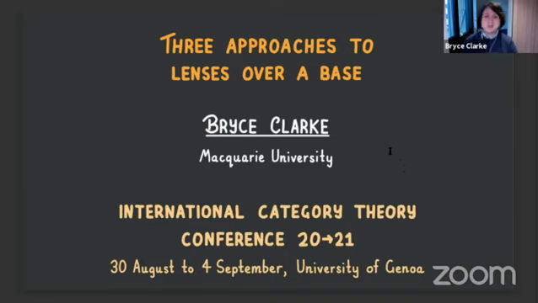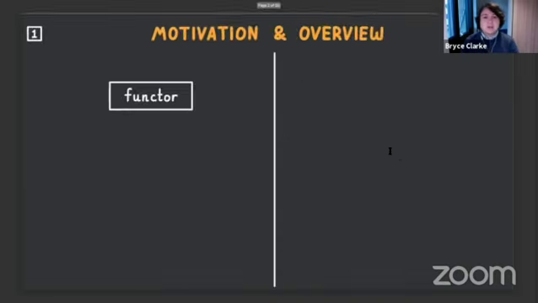It's a real pleasure. So I'll be talking to you about 3 approaches to lenses over a base. To start off, I want to give some motivation of what the talk's about, and then give a quick overview, and then we'll jump into the talk.